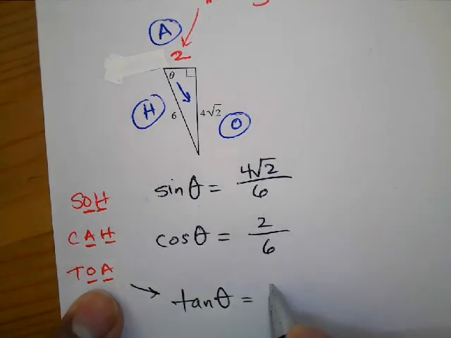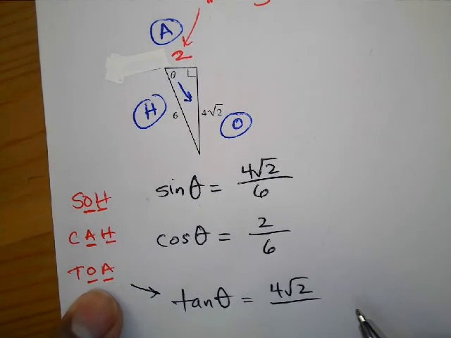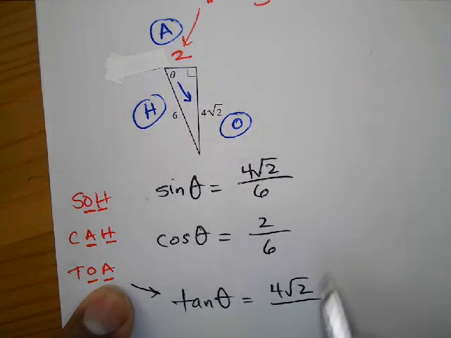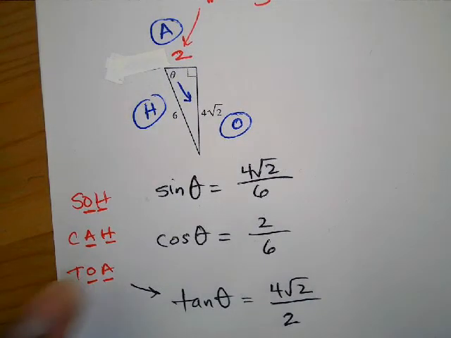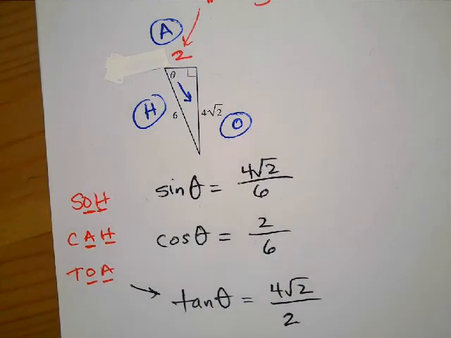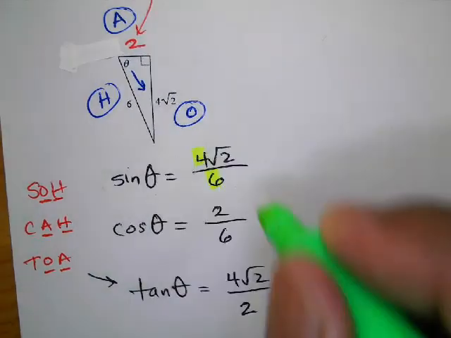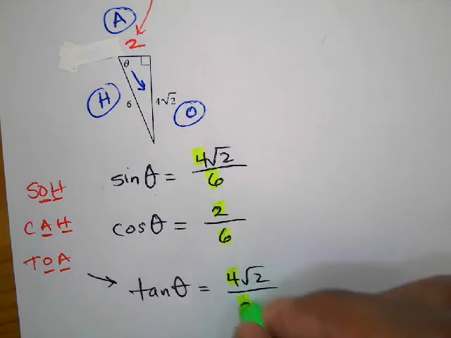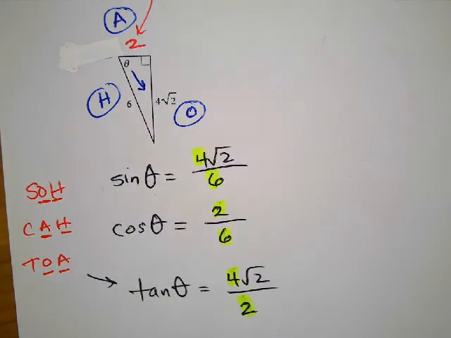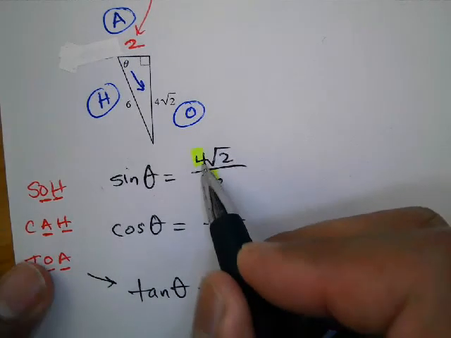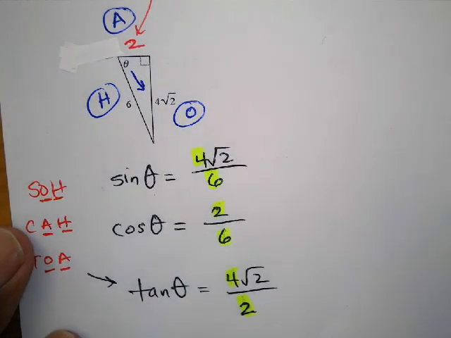O, 4 root 2 over A, 2. All right, I think you can notice something, right? What do you guys notice? All of the whole numbers we can reduce. These can be reduced. These can be reduced. These can be reduced. We want to do that now. So I'm going to go ahead and do it, right? Divide by 2. Are these reduced by 2?